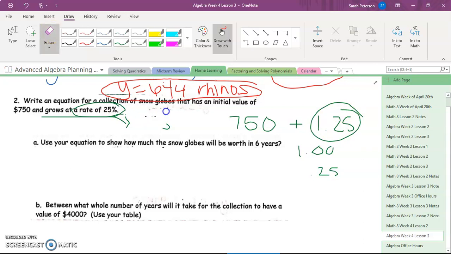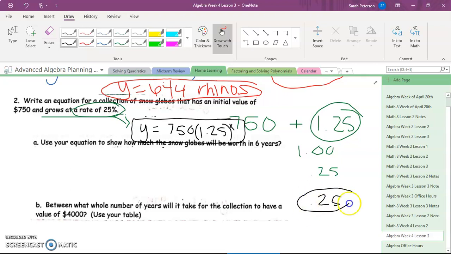So I'm going to erase this here. Your equation for this one should be Y equals 750, that's your initial value, and your growth factor is going to be 1.25 to the X power, because you want to grow it by 100% plus 25% more. You have to add those two together to make sure that you're growing. Remember, if I just put 0.25, that would actually be decaying because it's less than 1. So you want to make sure that you represent growth. So that is writing the equation.